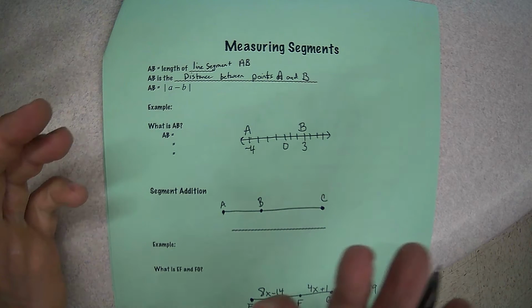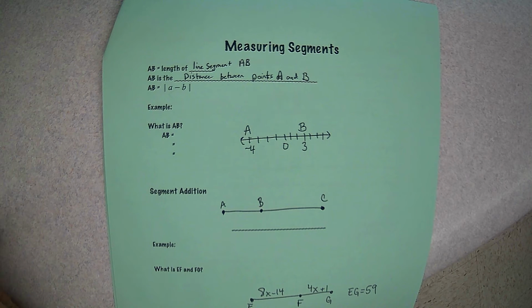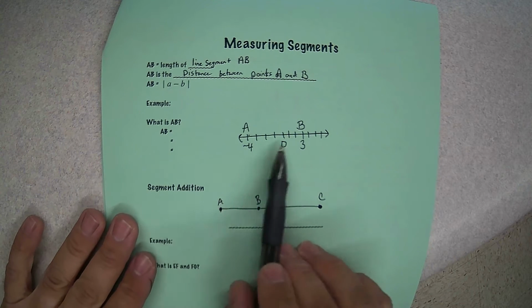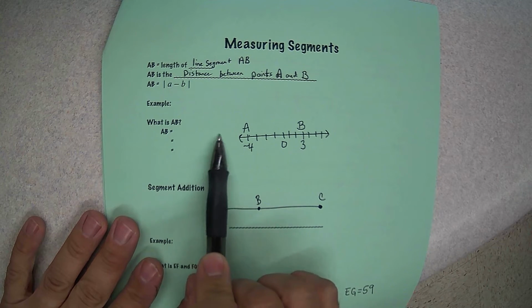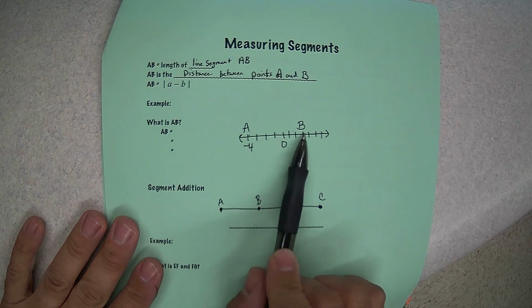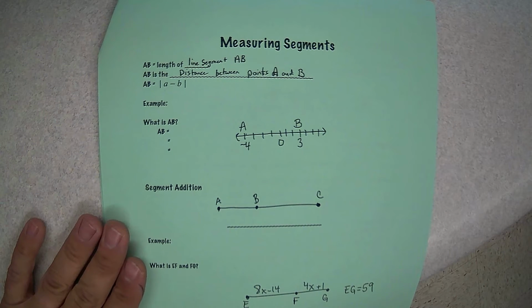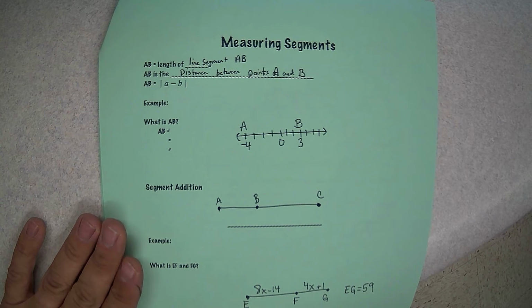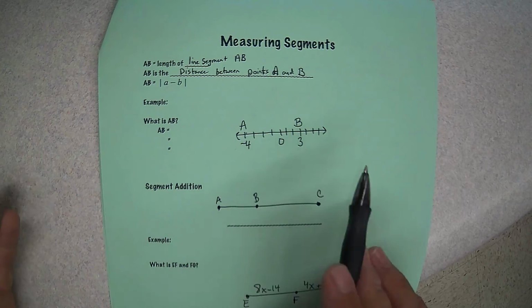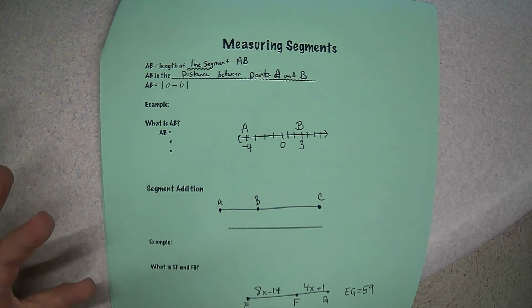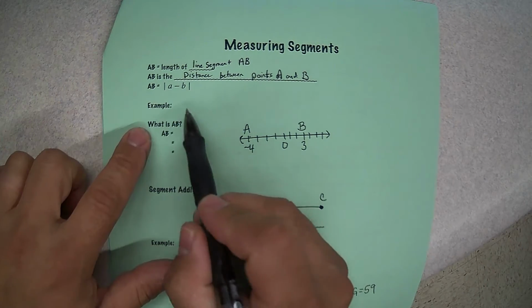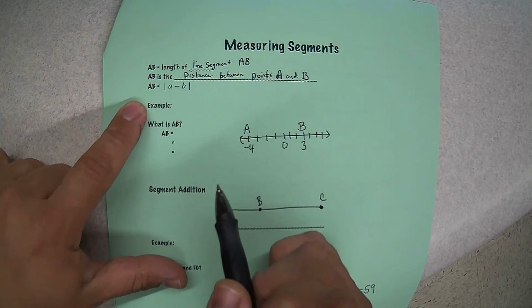Remember, absolute value always ends up being positive because it's a distance. We can't have a negative distance. So let's look at an example. Here I have, well, what is AB? What's the length of AB? Now you could maybe look at it, and in this case we have a number line, and count it out. But let's look at using our absolute value to describe that.